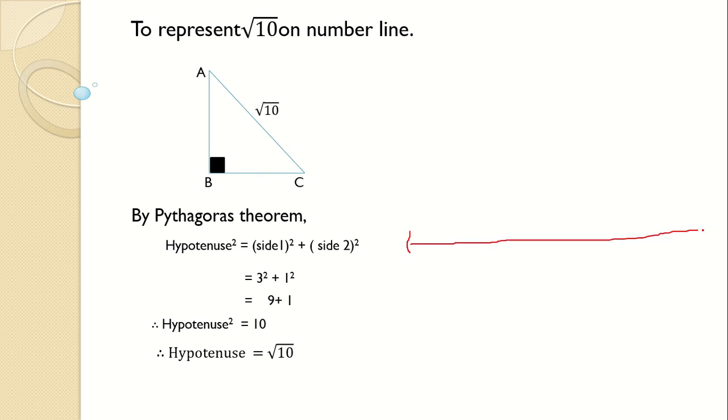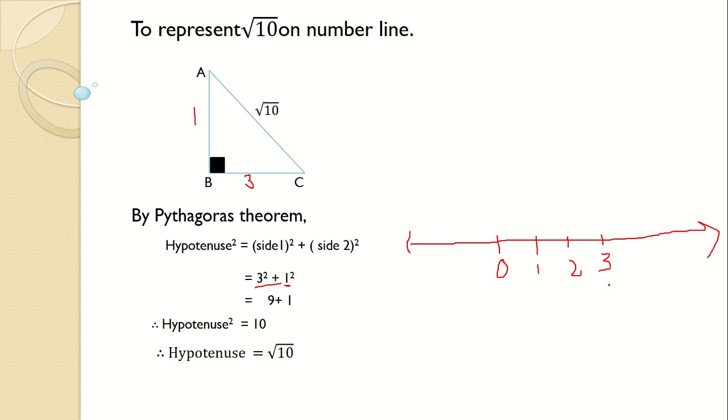This is your number line. You want to plot root 10 on the number line, so it is going to be after 3. This is your 0, this is 1, 2 and 3. Okay, so for root 10 you have to take side 1 as 3 and side 2 as 1. Here, take this side as 3 and this as 1.